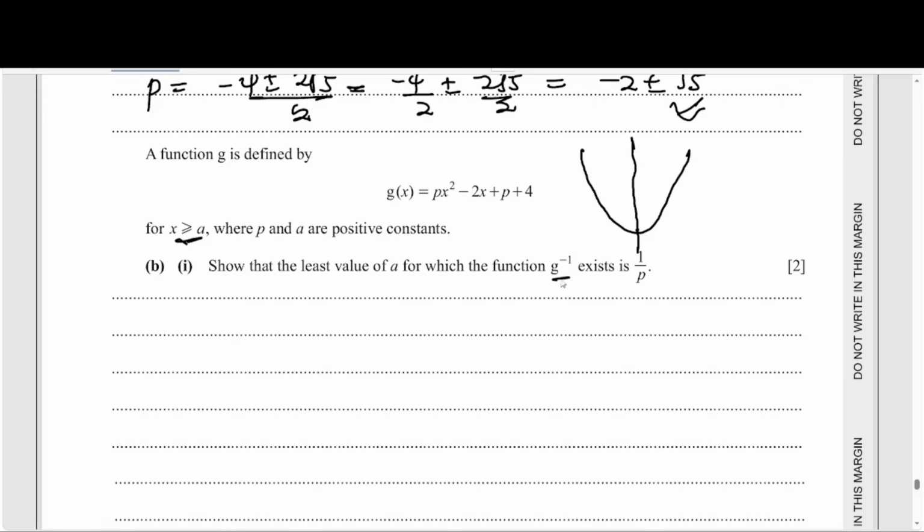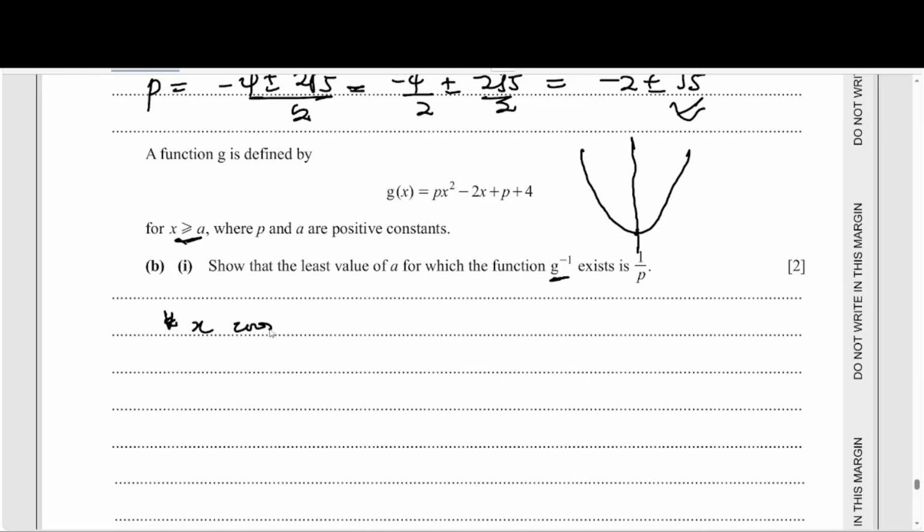So for the inverse of this function to exist, then this function must be 1 1, and the minimum value of x, so that this function will be 1 1, and for that reason the inverse will exist, is that x must be at the vertex of this quadratic. So all we need to do here is to find the vertex of this function. So for the vertex, sorry, the x value of the vertex, right?